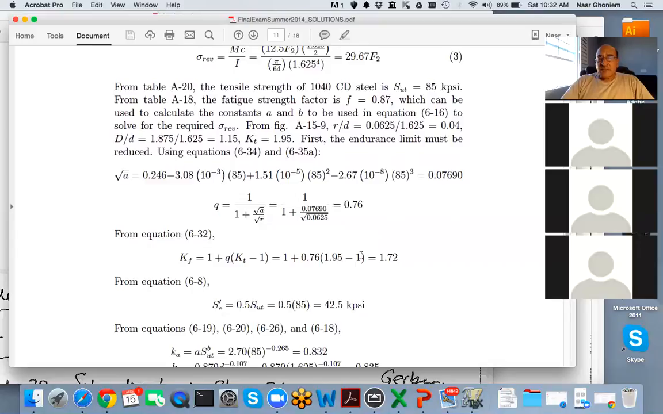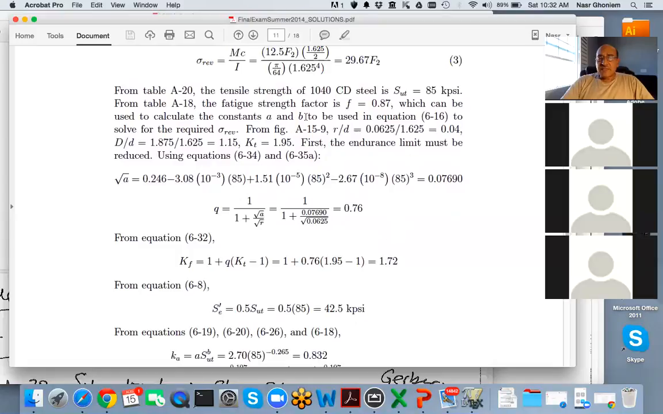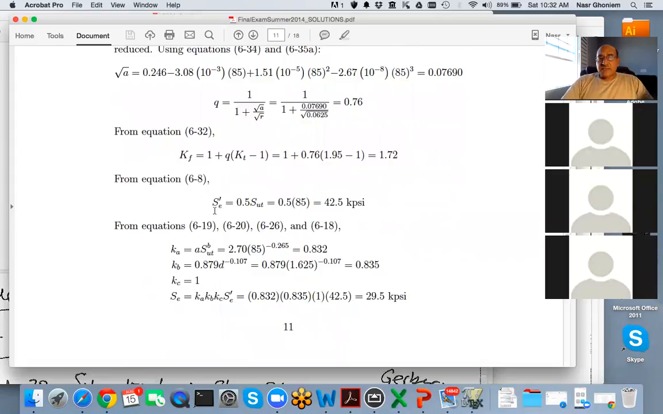Now we have the case of F, and therefore we got all the ingredients. Ingredients is that we need the A and B for the SN relationship. We need the stress concentration factor because that amplifies the fully reversed stress. So on the strength side, we determine S endurance prime. That is, S endurance prime is the smooth bar specimen endurance strength, which is half of the ultimate for steels. So we get 42.5.